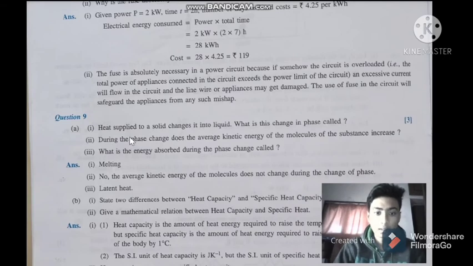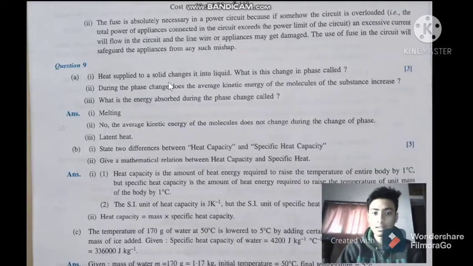Now question number 9, which is: heat supplied to a solid changes it into liquid. What change in phase is this? Obviously we are putting heat in, solid to liquid, so it is going to melt. During the phase change, does the average kinetic energy of the substance increase? No, average energy doesn't increase. It remains conserved as it is, and therefore we don't see any change in temperature.